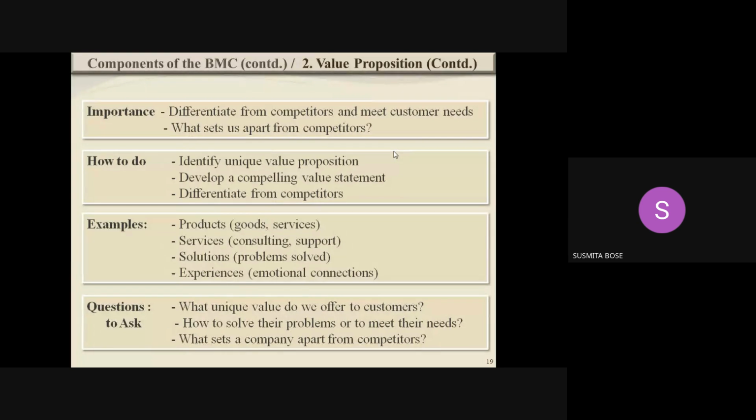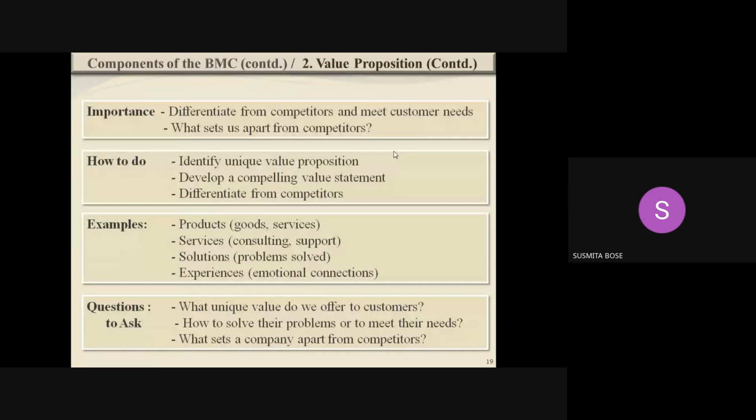Solutions, problem solved, same like the post-sale support. And experiences like emotional connections. You'll have to build emotional connections with the customers. Customers should have some feelings for your product. They should not feel disconnected, like I'm giving money, buying the product, then forgetting it. It's not like that. They should feel some emotional connection with your product. Then only will that customer come back to you a second time.